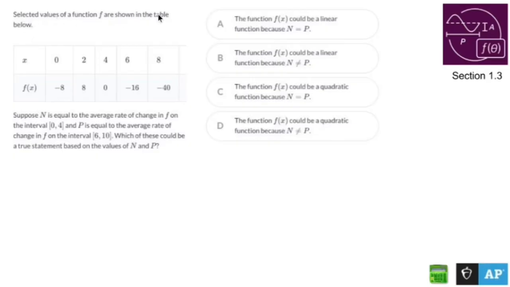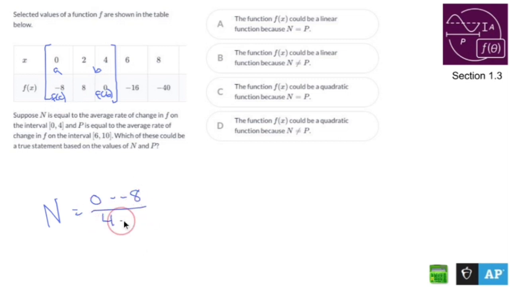Selected values of a function f are shown in the table below. Okay, hello table. Suppose n is equal to the average rate of change in f on the interval 0, 4. So let's quickly do that. Okay. n is equal to the average rate of change. So n is going to equal f of b minus f of a over b minus a. So f of b is 0, minus f of a is negative 8, so I have a double negative there, over b, which is 4, minus a, which is 0, so that's going to be double negative 8 over 4, and it's 2. Okay, got n down.